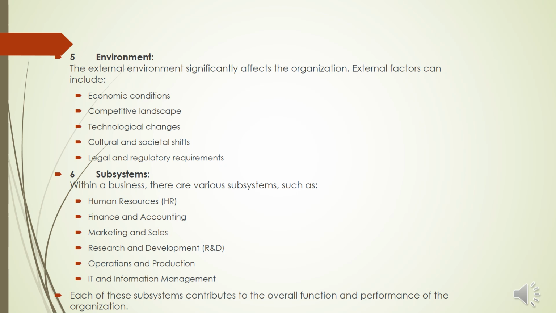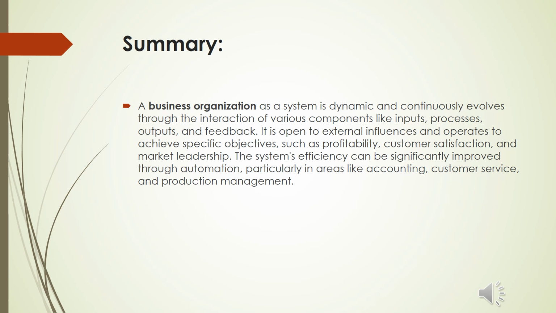We also have subsystems. Within a business, there are various subsystems, for example, human resource, financial subsystem, marketing and sales department, research and development department, operation and production, IT and information management department. All these are departments that fall under a business organization. Each of these subsystems contributes to the overall function and performance of the organization. When one is faulty, it can affect the entire organization or its performance. This marks the end of our week 2 lectures.